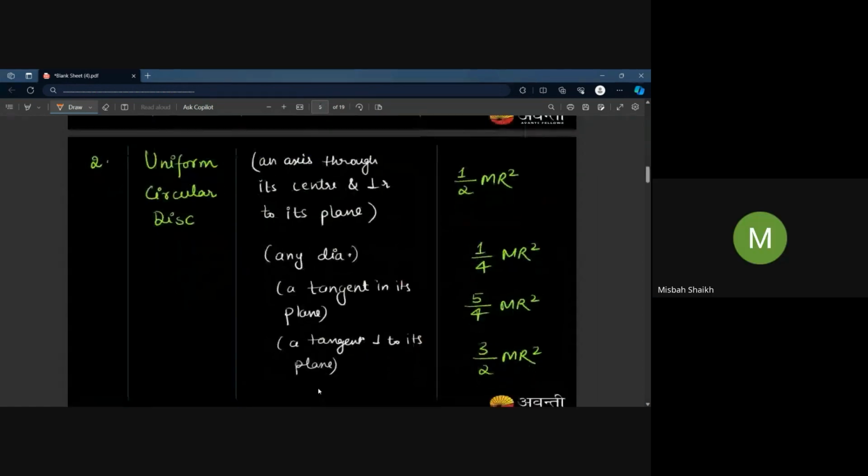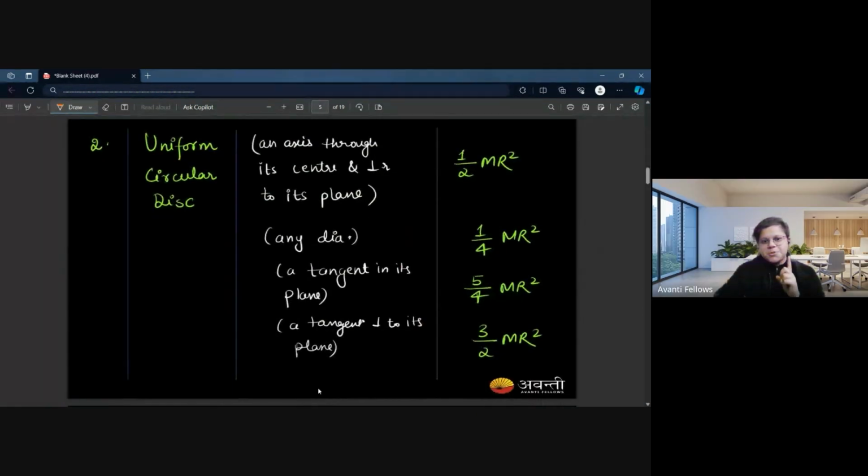Quite a similar description goes for the uniform circular disk. If you make n number of consecutive concentric rings, you will get a disk basically. See, if this is a ring, just add a lot of rings in this, and you will get a disk.